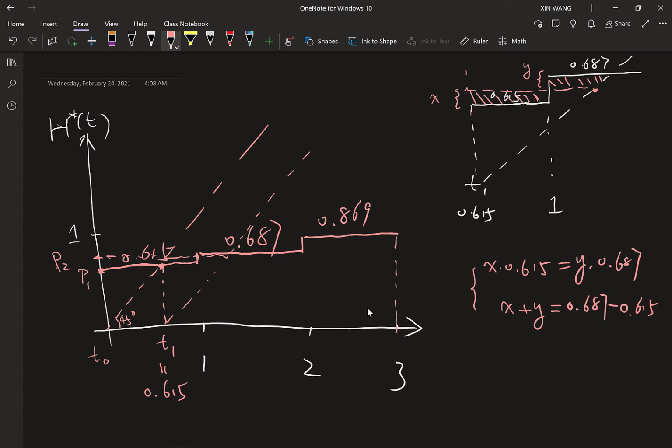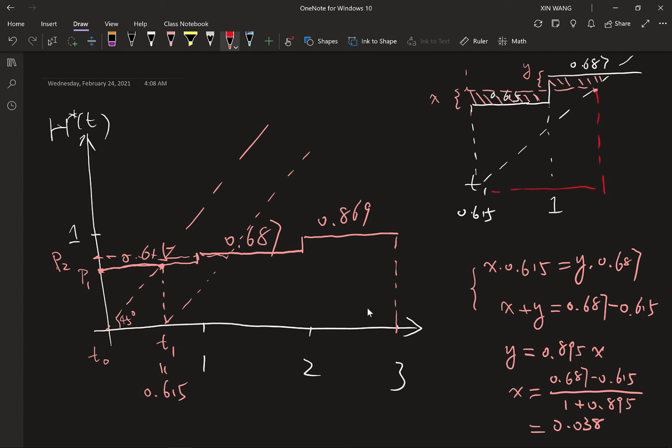After we solve this, the first equation tells us y equals 0.895x. And after we plug it into the second equation, it tells us this height should be 0.038, so 0.615 plus 0.038 is 0.653. So our T2 will be 0.615 plus 0.653.